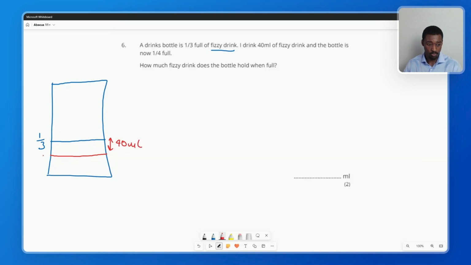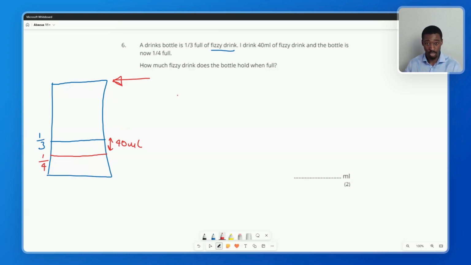And now the bottle, the same bottle, is a quarter full. And of course, a quarter full is less than a third full. So how much fizzy drink does the bottle hold when it's full, 100% full? How can we work this out? Well, we have it visually here. This visual aid should help us. But what's really going on maths-wise?